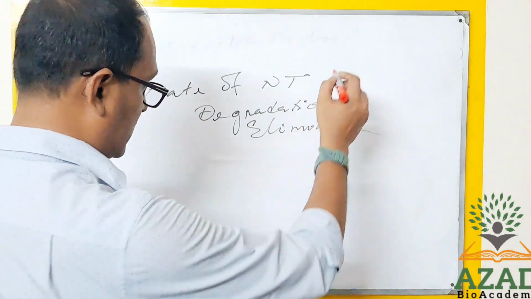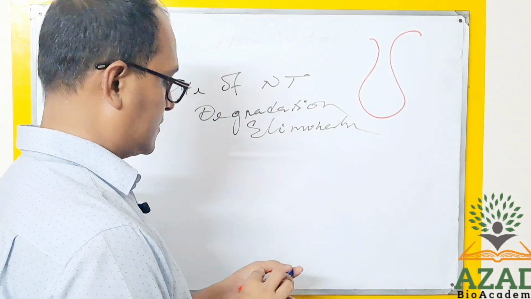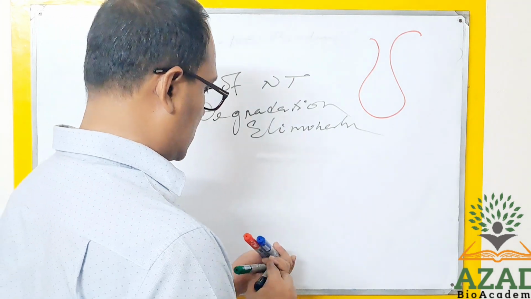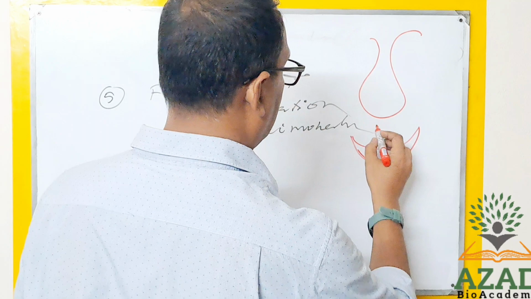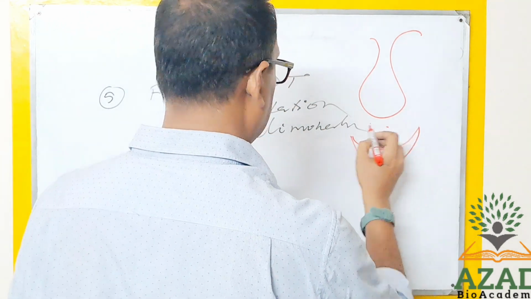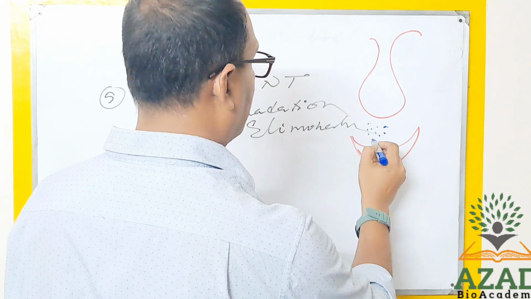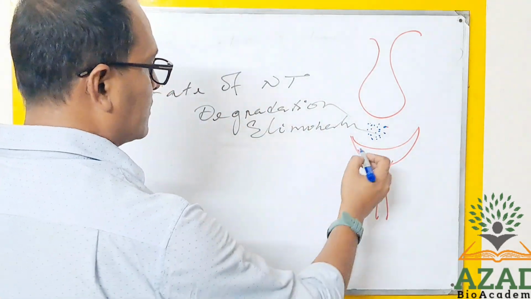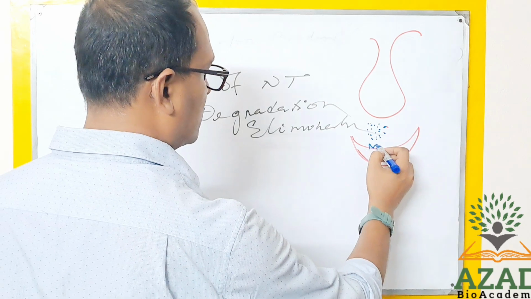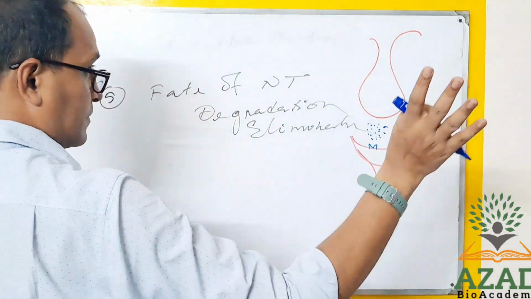Again, this is the synaptic terminal, this is your postsynaptic part, this is your synaptic cleft, and these are the neurotransmitters. What will be the fate of the neurotransmitter? Some neurotransmitter will bind with the receptor, activate the receptor and give the biological function. Already I covered that part.